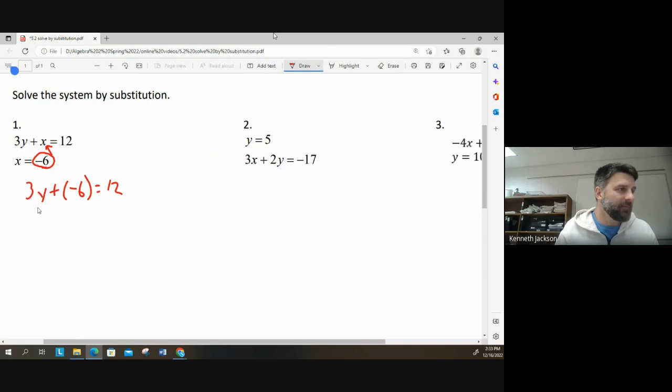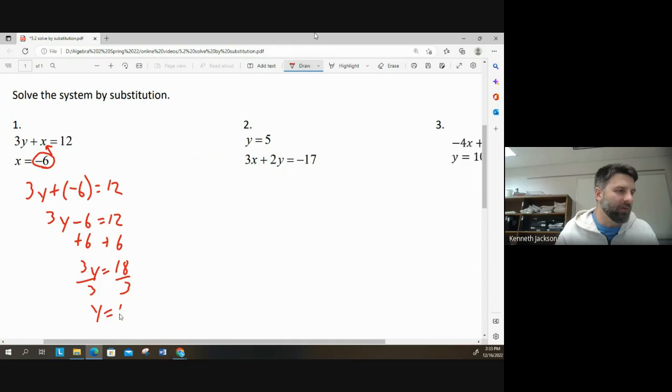And from here, it's an Algebra 1, very basic equation. I need to try to get y by itself. I'm solving this equation. So 3y plus a negative 6 is just minus 6. To get rid of a minus 6, I can add. It's the inverse. And to get rid of a times 3, I can divide. So I get a value of y equals 6.